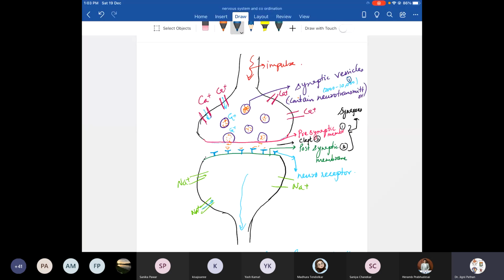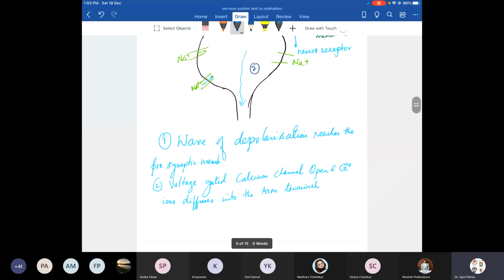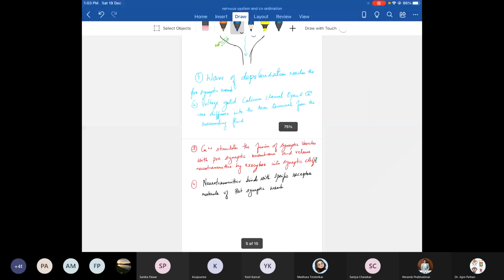Now, when the impulses reach the end, the calcium channel opens. This calcium brings the synaptic vesicle and allows it to fuse with the presynaptic membrane. Then it will release the neurotransmitters into the synaptic cleft. On the postsynaptic membrane, there are receptors for these neurotransmitters. They bind to the receptors. As they bind to the receptors, in the second neuron the sodium channels open and the information is carried further. Got the point? Now, please write this down. You will understand it better. Start writing this.